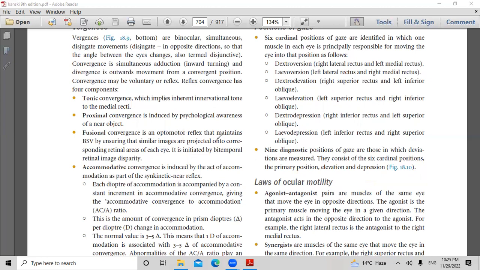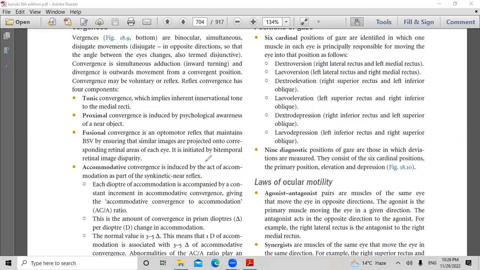So there is a motor reflex movement that maintains binocular single vision, projected into the corresponding retinal areas. The corresponding retinal area, this is the retina. At this area it takes the image, and in the other eye the same area takes it too. So these two points will correspond to each other in both retinas. This is the meaning of exactly corresponding retinal area of each eye. So there is bitemporal retinal image disparity.